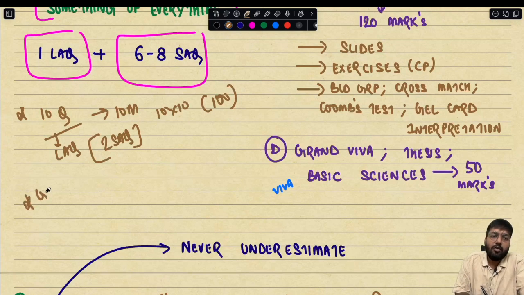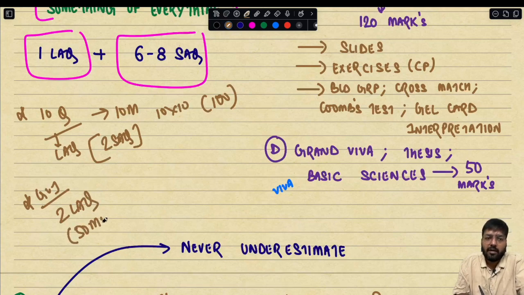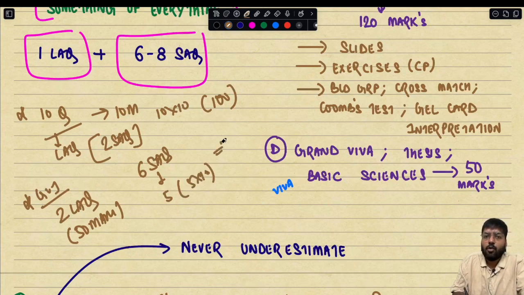For example, in Gujarat University, they are having 2 LAQ, 2 long answer questions that are mandatory, that you have to answer. It is 50 marks. And suppose they have given 6 short answer questions. Out of that you have to answer any 5, each carrying 10 marks. So it is again 5 into 10. So again the total is 100.